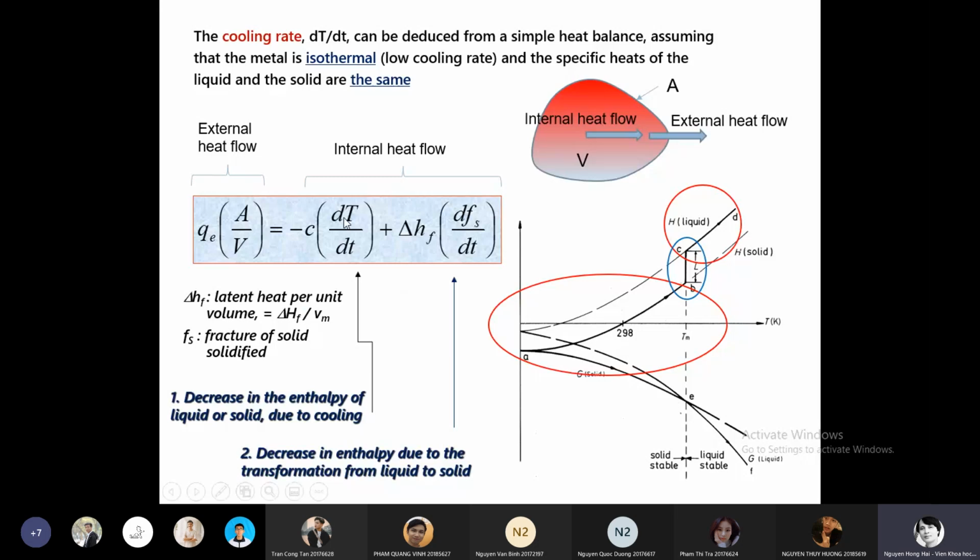And here we have dT over dt. This one is the cooling rate. And this one, the change of the solid fraction over time, is the solidification rate. We have cooling rate and solidification rate in this equation. And this is the heat balance.